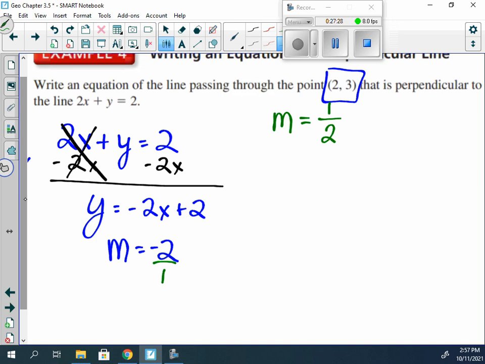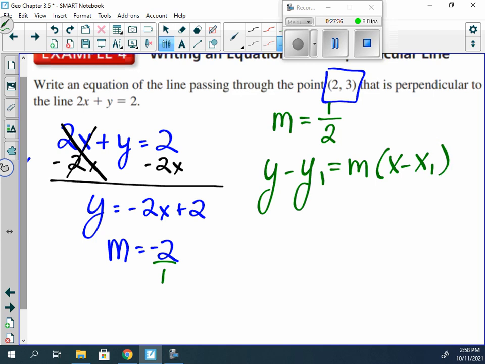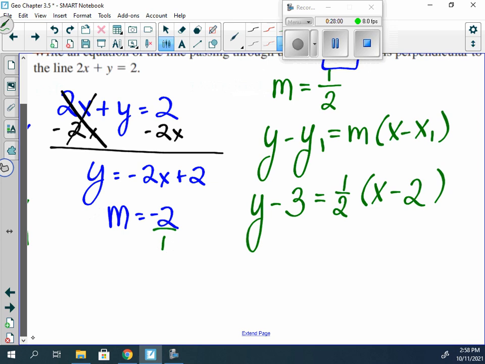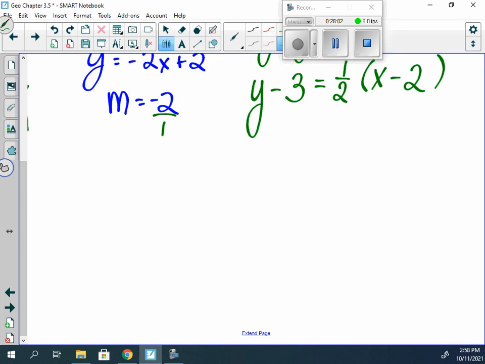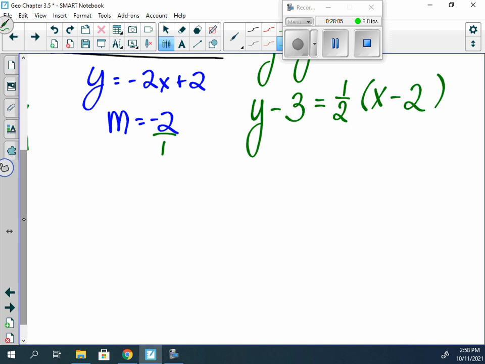Any questions on this here? So now we're going to use the equation y minus y1 equals m times x minus x1. Now the slope we said is 1/2, so we're going to plug it in for the slope. Now our point is (2, 3), so the y value is 3 and the x value is 2. Any questions on how we got to this point here?